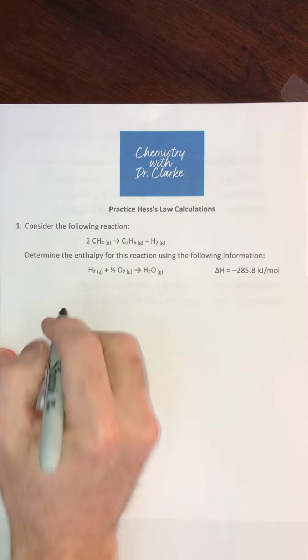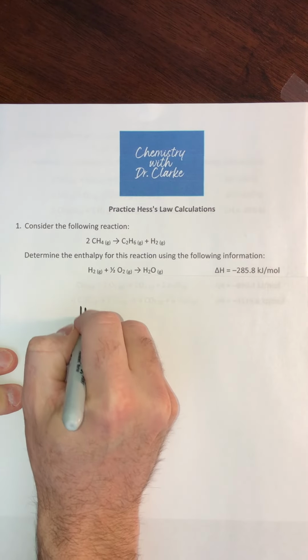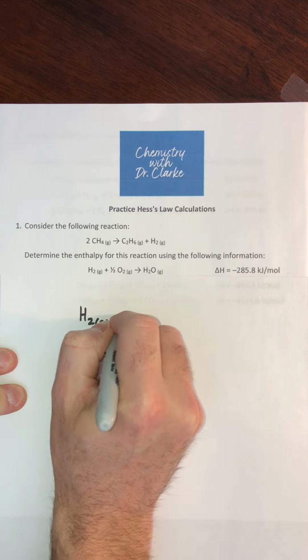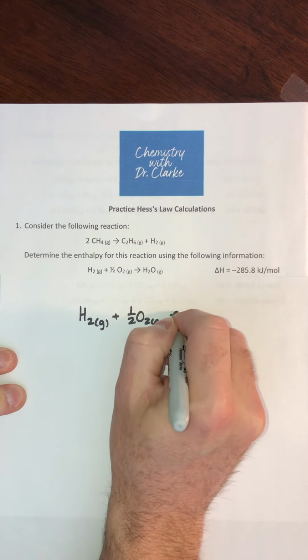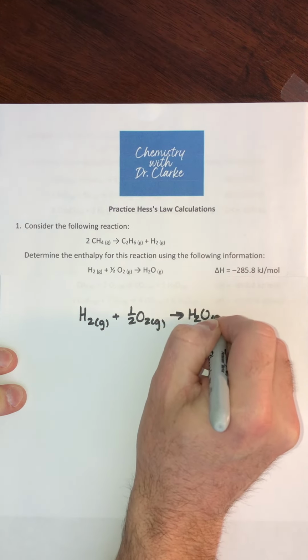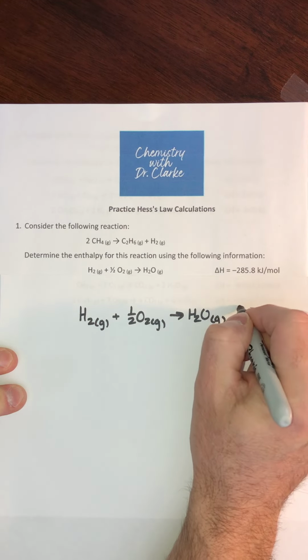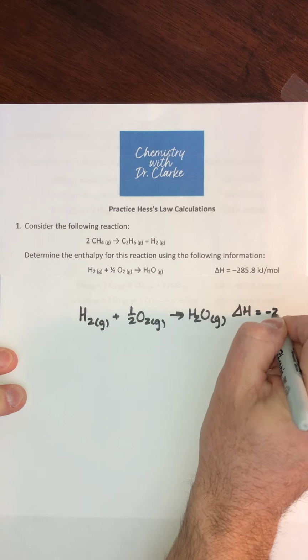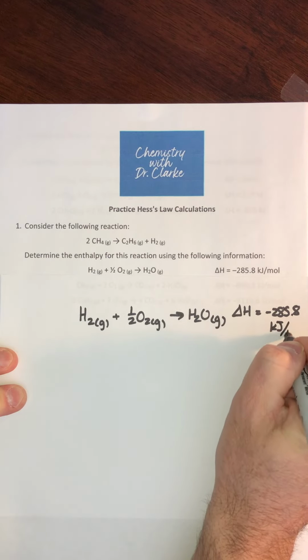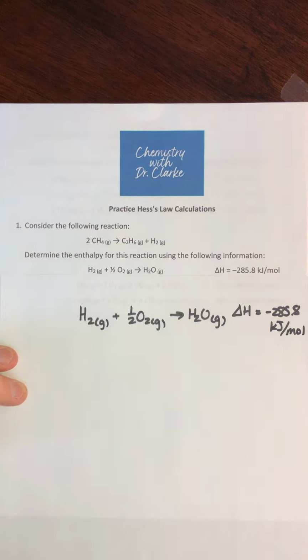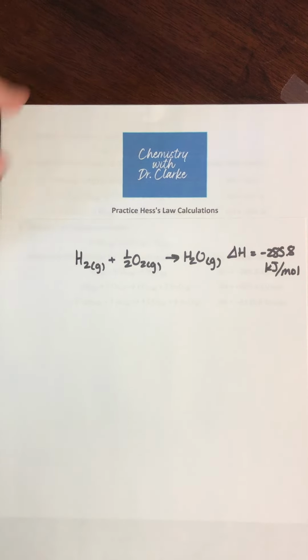Okay, so if I rewrite the first given, that's H2 gas plus a half of an O2 gas, turning into H2O gas, and the delta H is minus 285.8 kilojoules per mole. Okay, so if we are going to do some Hess's law, basically it's kind of like solving systems of equations.